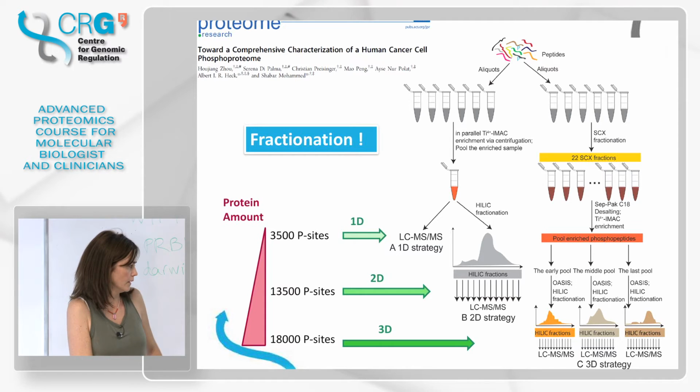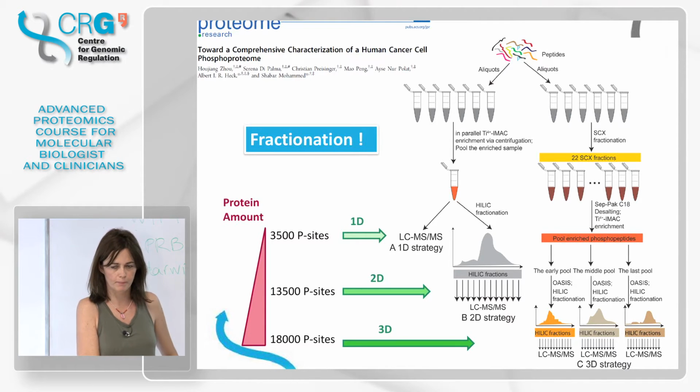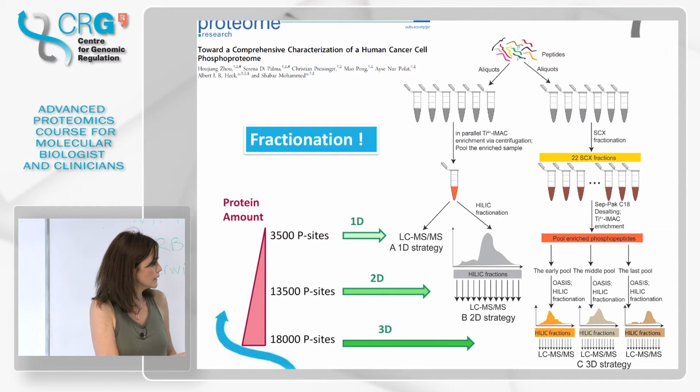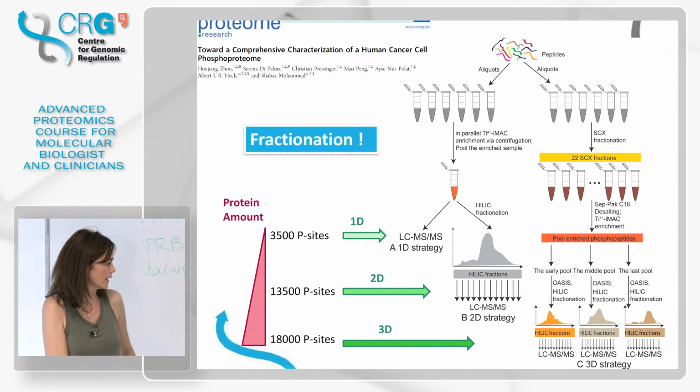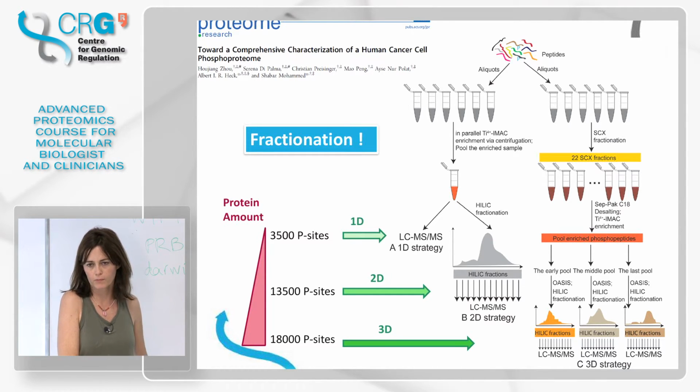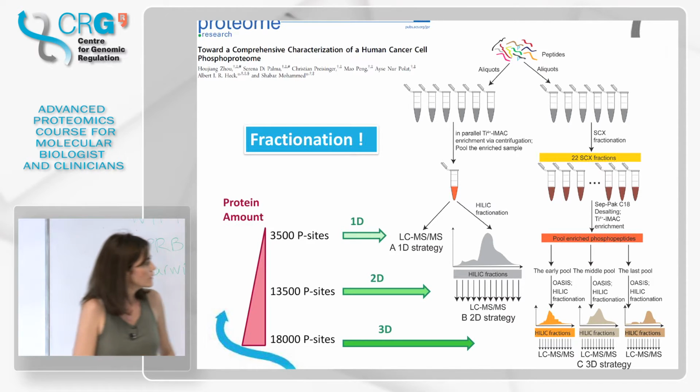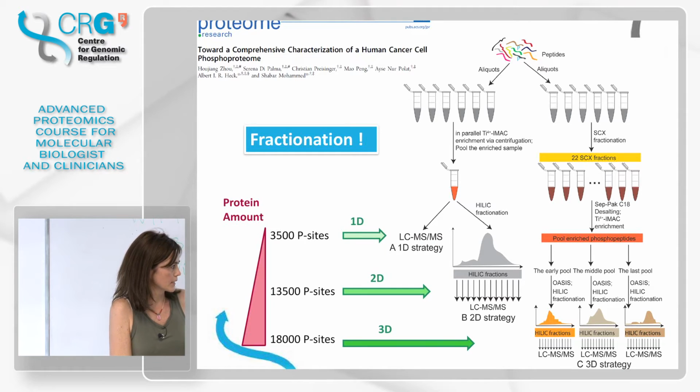Well, they were able to see 3,500 phosphopeptides. If we combine this with HILIC fractionation, we take this enriched sample, fractionate it, and see how much we can see, the number of phosphopeptides is a huge increase, almost 10 times, or 5. And then they wanted to go even further. They said, we're going to do a 3D strategy. So they first did anisotropic cation exchange fractionation. They pooled some of these fractions, enriched, and went back to do a HILIC fractionation.